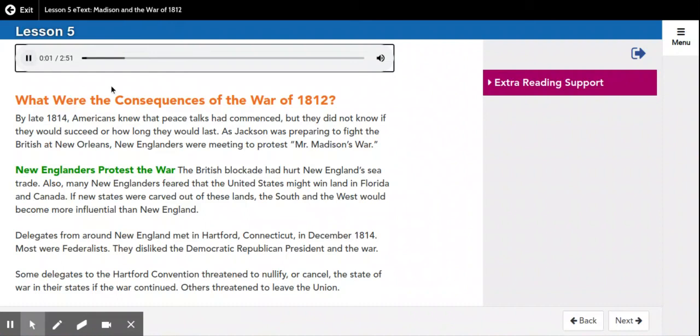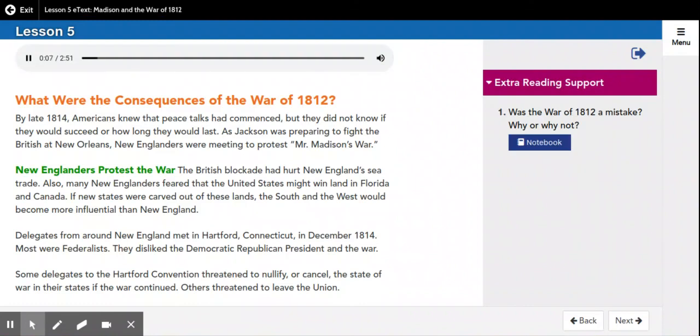What were the consequences of the War of 1812? By late 1814, Americans knew that peace talks had commenced, but they did not know if they would succeed or how long they would last. As Jackson was preparing to fight the British at New Orleans, New Englanders were meeting to protest Mr. Madison's war. New Englanders protest the war.